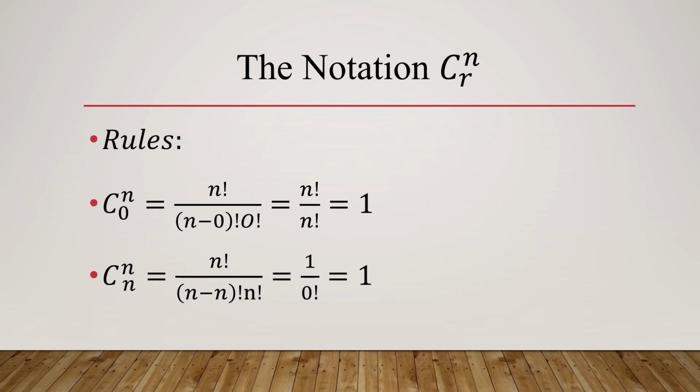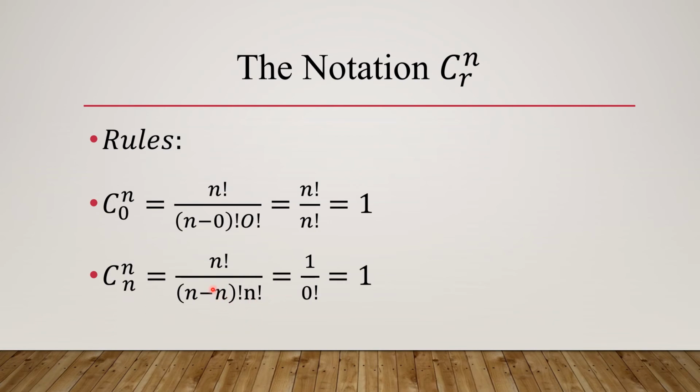And there are two more rules that we can take notice. One is Cn0 actually equals 1, because you can look into the details. After applying the same equation, it means n factorial over n factorial, and it gives rise to 1. Again, Cnn means n factorial over (n minus n) factorial, and then finally n factorial.